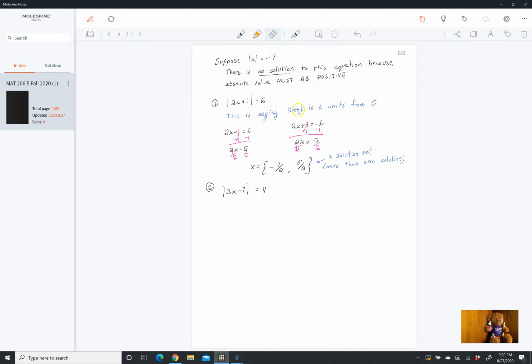So this one, again, is saying that 3x minus 7 is 4 units from 0. So what we're saying is either 3x minus 7 is equal to 4, or 3x minus 7 is equal to negative 4, because there are two numbers that are 4 units from 0, 4 and negative 4. And from this one, we get 11 over 3. Okay, that comes from this equation. And then from this equation, we get 1.